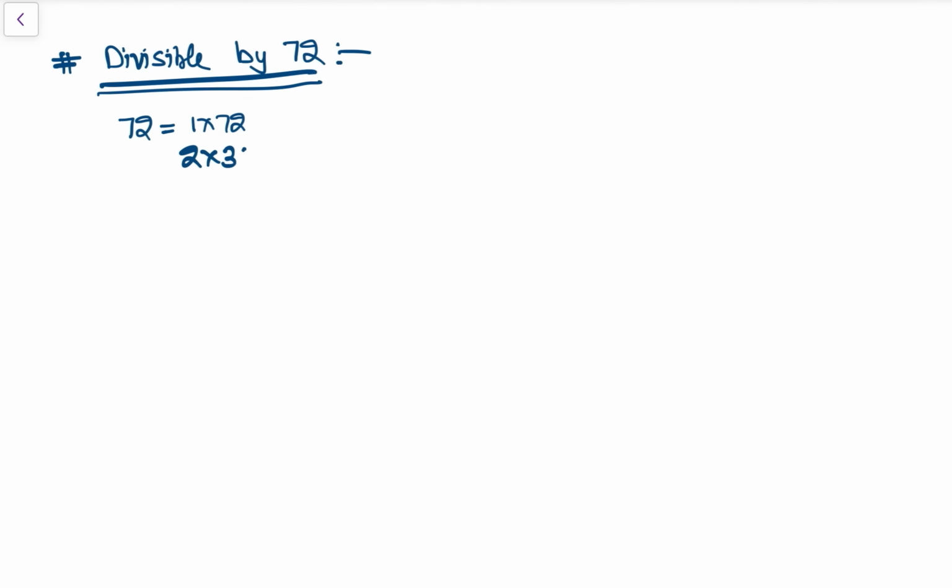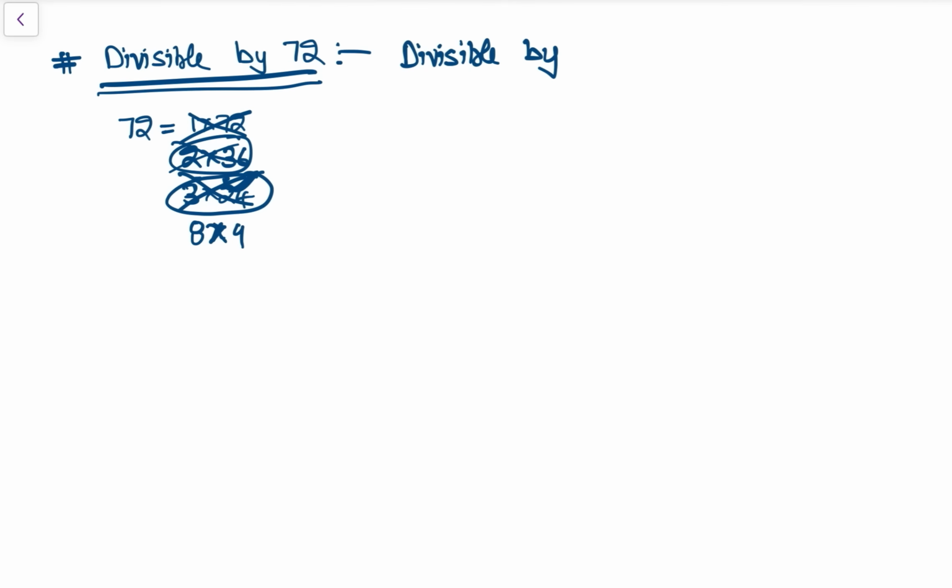Same way, divisible by 72. 72 can be written as 1 into 72, 2 into 36, then 3 into 24, then 8 into 9. Now see, we cannot take 3 into 24, because 24 also comes in the table of 3. Then 2 into 36 we cannot take either, 1 into 72 is trivial. So 8 into 9, so it must be divisible by 8 and must be divisible by 9 also.